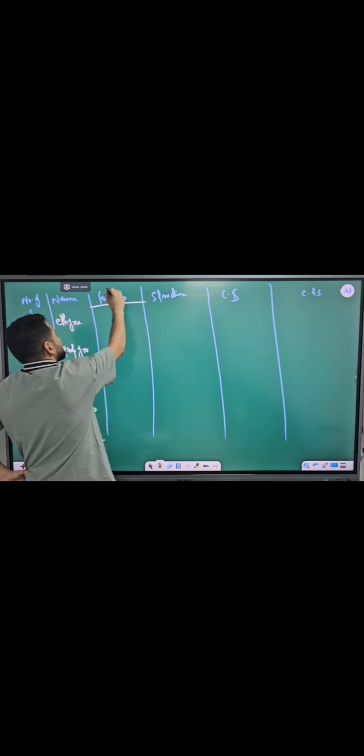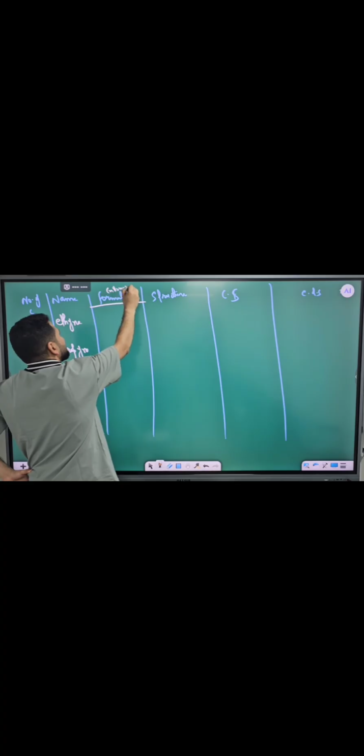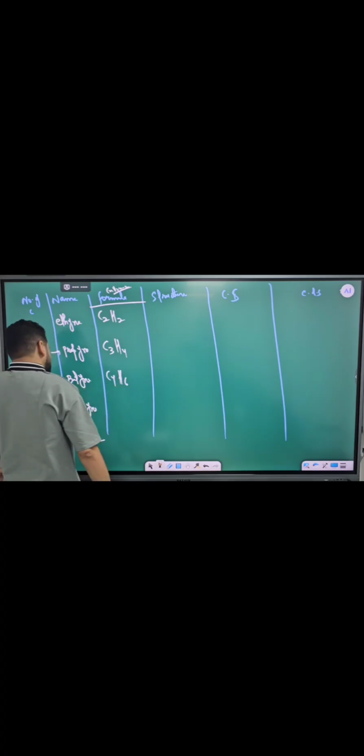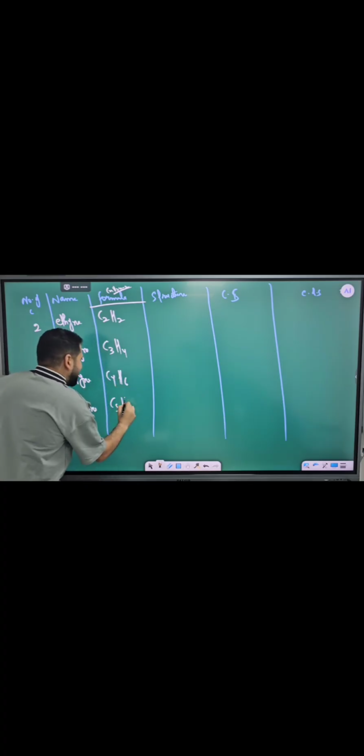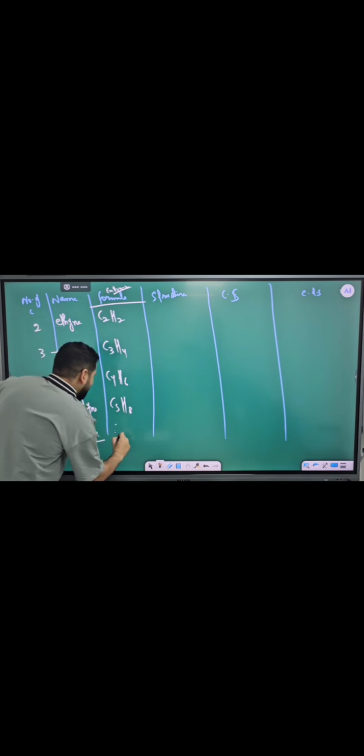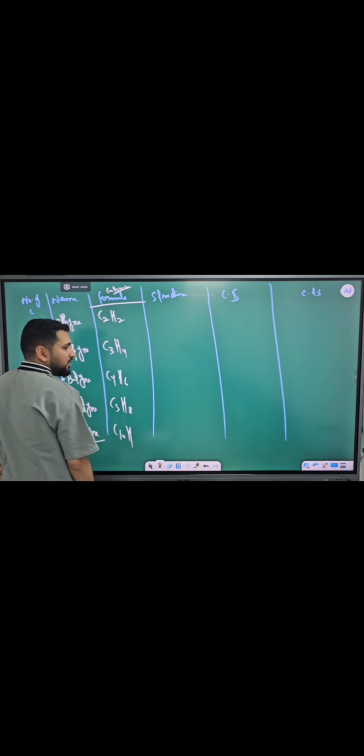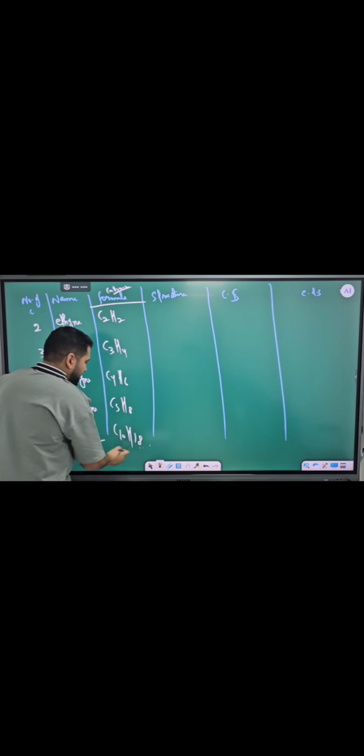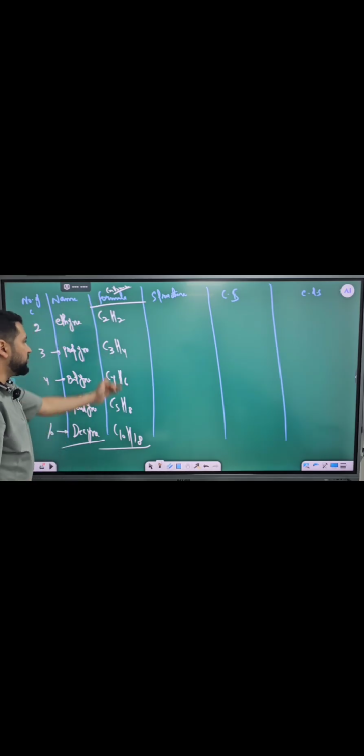The general formula is CnH2n minus 2. You can use the general formula, but you can do it directly. How many carbons are there? 2. Just double it: 2 doubled is 4, 4 minus 2 is 2. Propyne: 3 carbons, 3 doubled is 6, 6 minus 2 is 4. Butyne: 4 doubled is 8, 8 minus 2 is 6. Pentyne: 5 doubled is 10, 10 minus 2 is 8. Decyne, C10: 10 doubled is 20, 20 minus 2 is 18. Right? So these are the formulas.